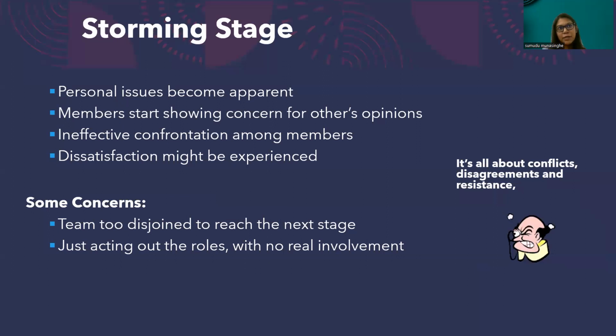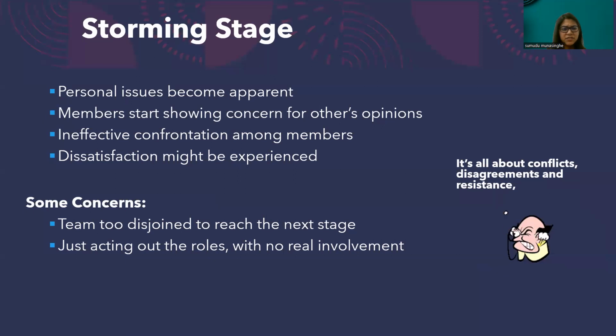And sometimes you know that what you're doing is not right, or maybe you realize that what your friend is saying is not appropriate, but you're not willing to confront them. You're not trying to build a confrontation among the members. You're like, it's okay, I don't care. You come into that stage in storming. And a level of dissatisfaction might be experienced. Sometimes you feel it because you feel like you're not being valued. Sometimes you don't like the way the other people are working, so you feel dissatisfied by that.